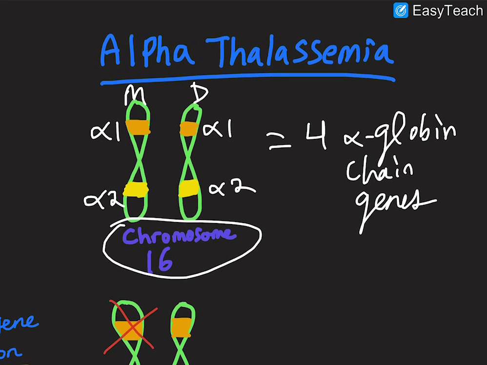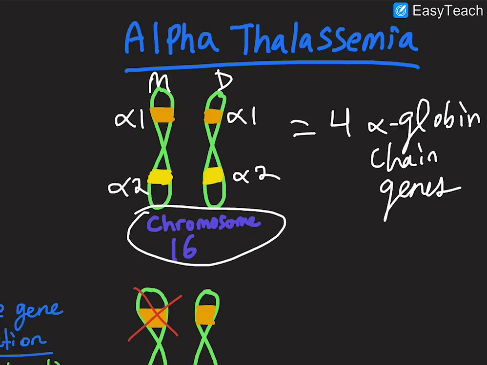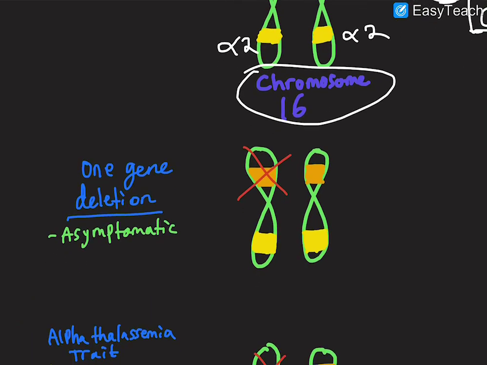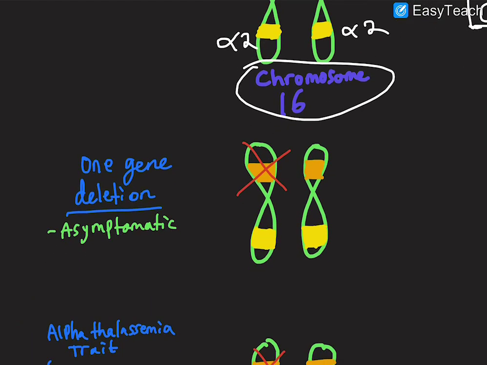That's important to know because there are many different types of alpha thalassemia, and each type will be due to a deletion in one, two, three, or all four alpha globin genes. So it's important to know that there are four genes that code for our alpha globin chains. Now let's see the different types. If we have one gene deletion, that's just normal. You don't have any symptoms. It's asymptomatic.